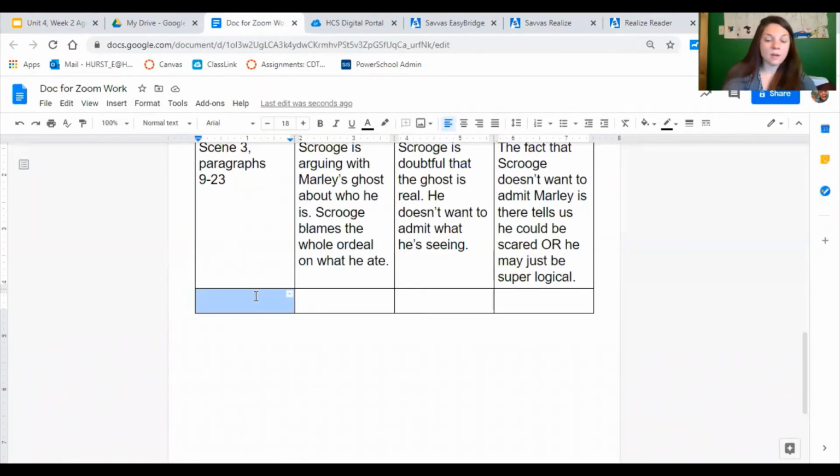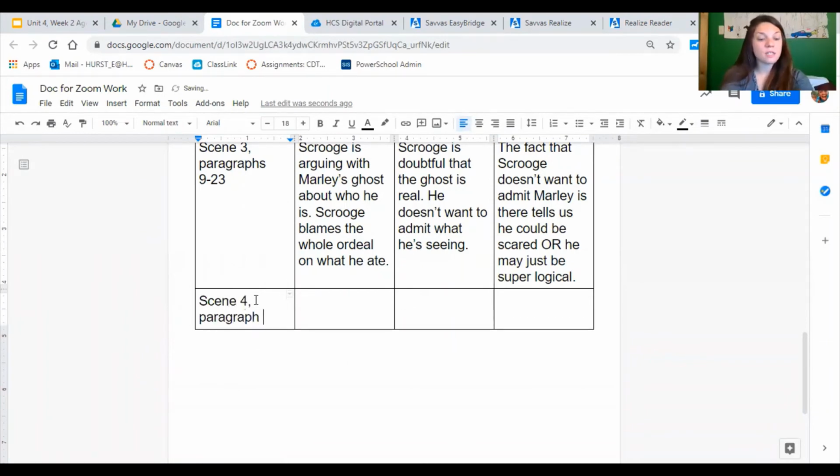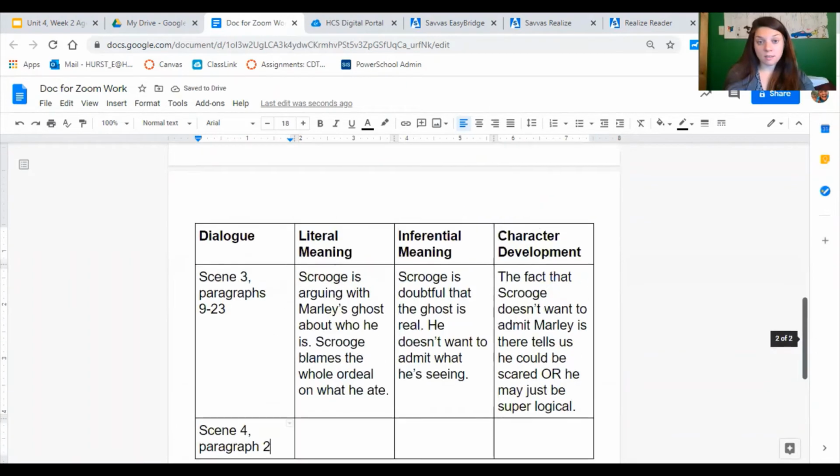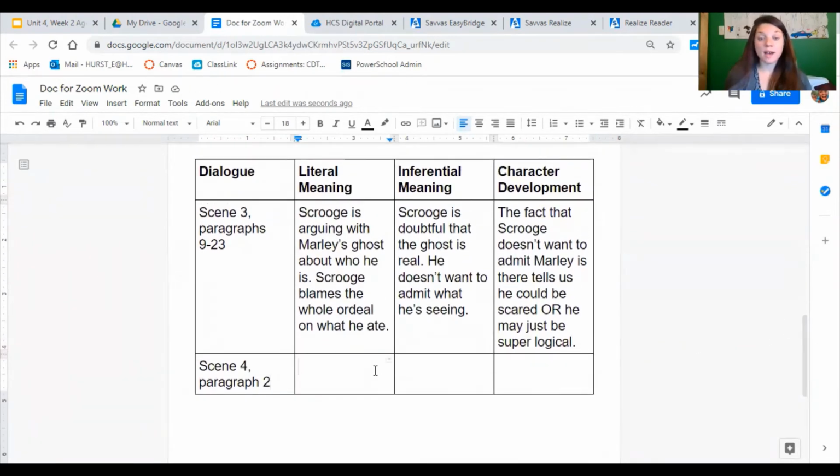All right, so what I want you guys to do is go ahead and see if you can figure out the literal meaning of this text. Pause me while you do that, and then when you come back, we'll talk about it together.